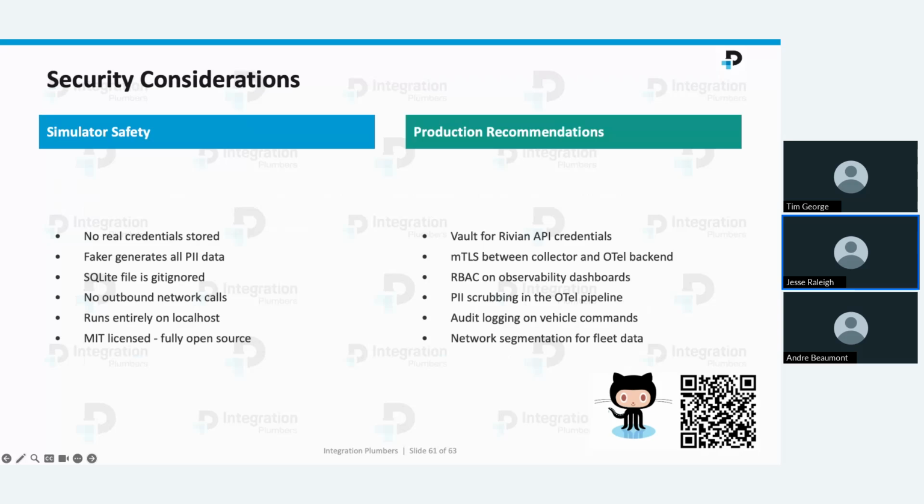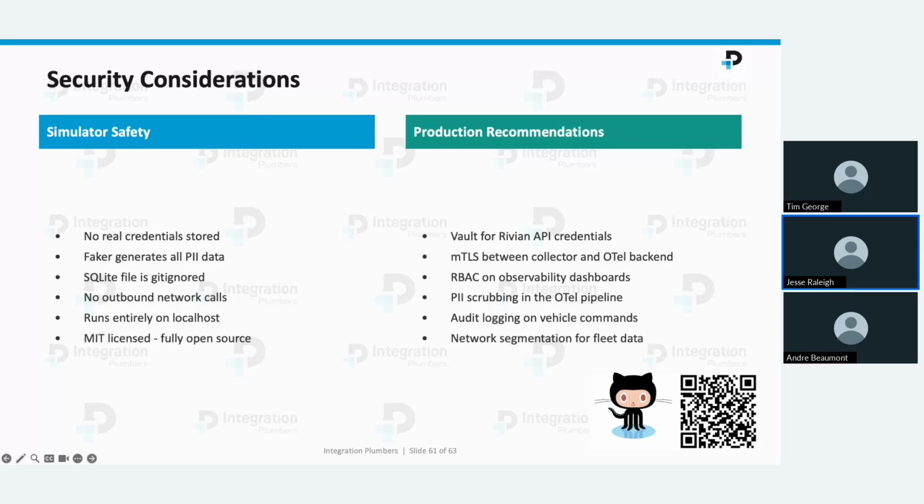Security is always a priority, and the simulator was designed with a clear separation between development safety and production recommendations. On the simulator side, no real credentials are stored. All personal data is generated by Faker, and the SQLite database is git ignored. The entire tool runs on local hosts with no outbound network calls.